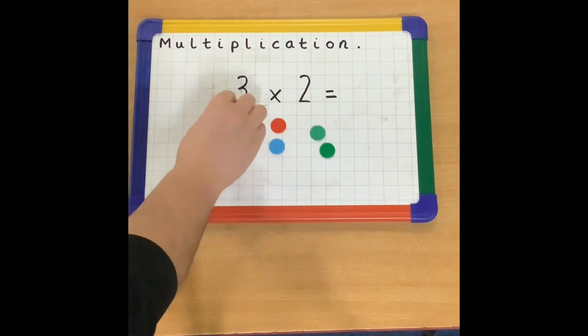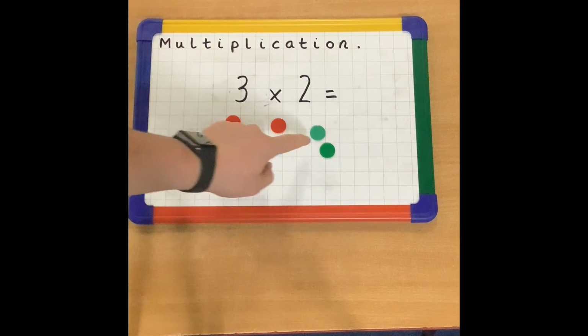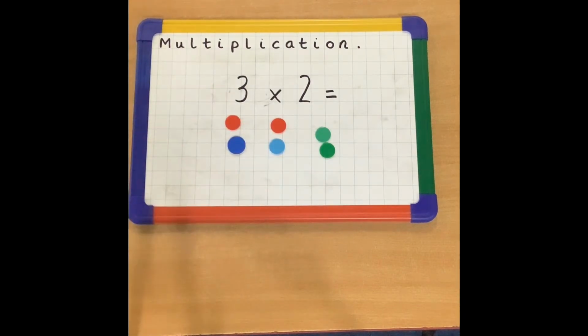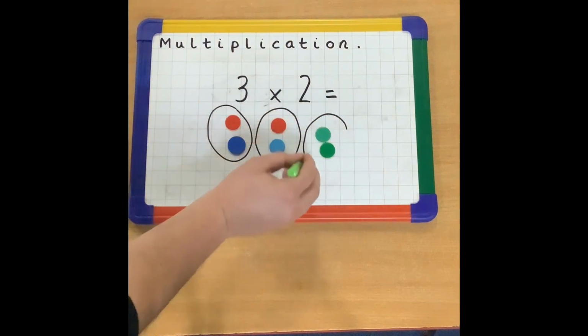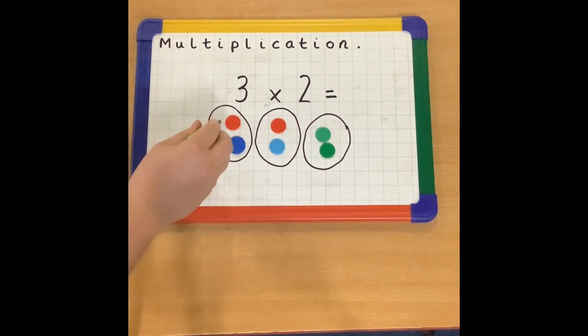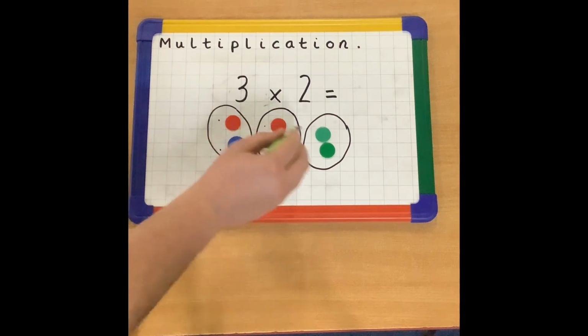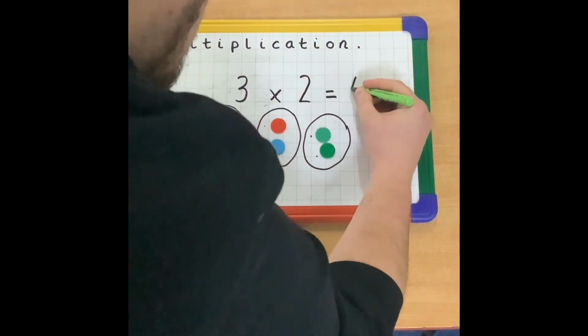3 lots of 2. I'm going to change this one because white on white doesn't work, Mr. Stillwell, you're very silly. That is 3 times 2, because we have 3 lots of 2 counters. There we go, 3 lots of 2. And to work out what the answer is, we add all of our counters together. Let's count them. 1, 2, 3, 4, 5, 6. So our answer to 3 times 2, or 3 lots of 2, is 6.